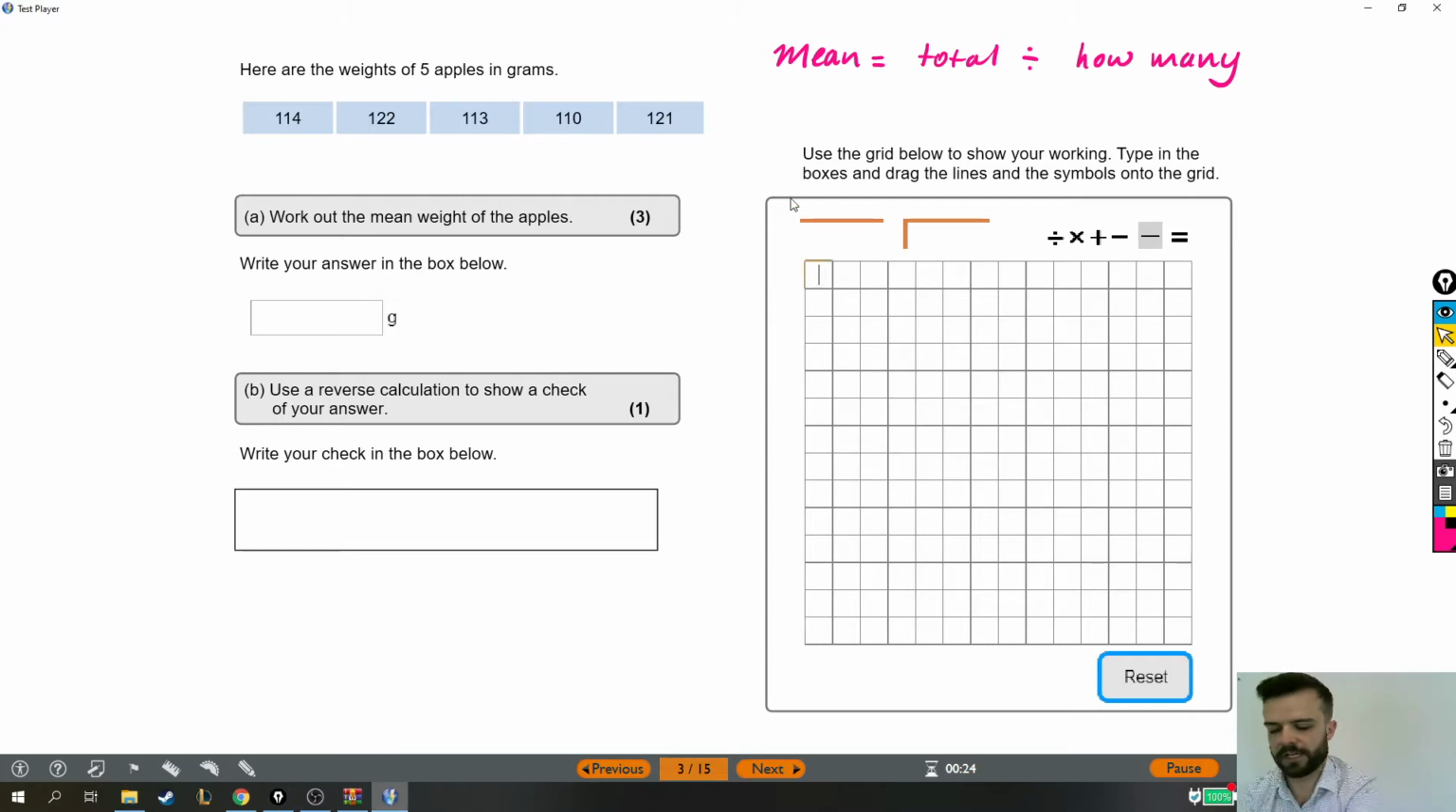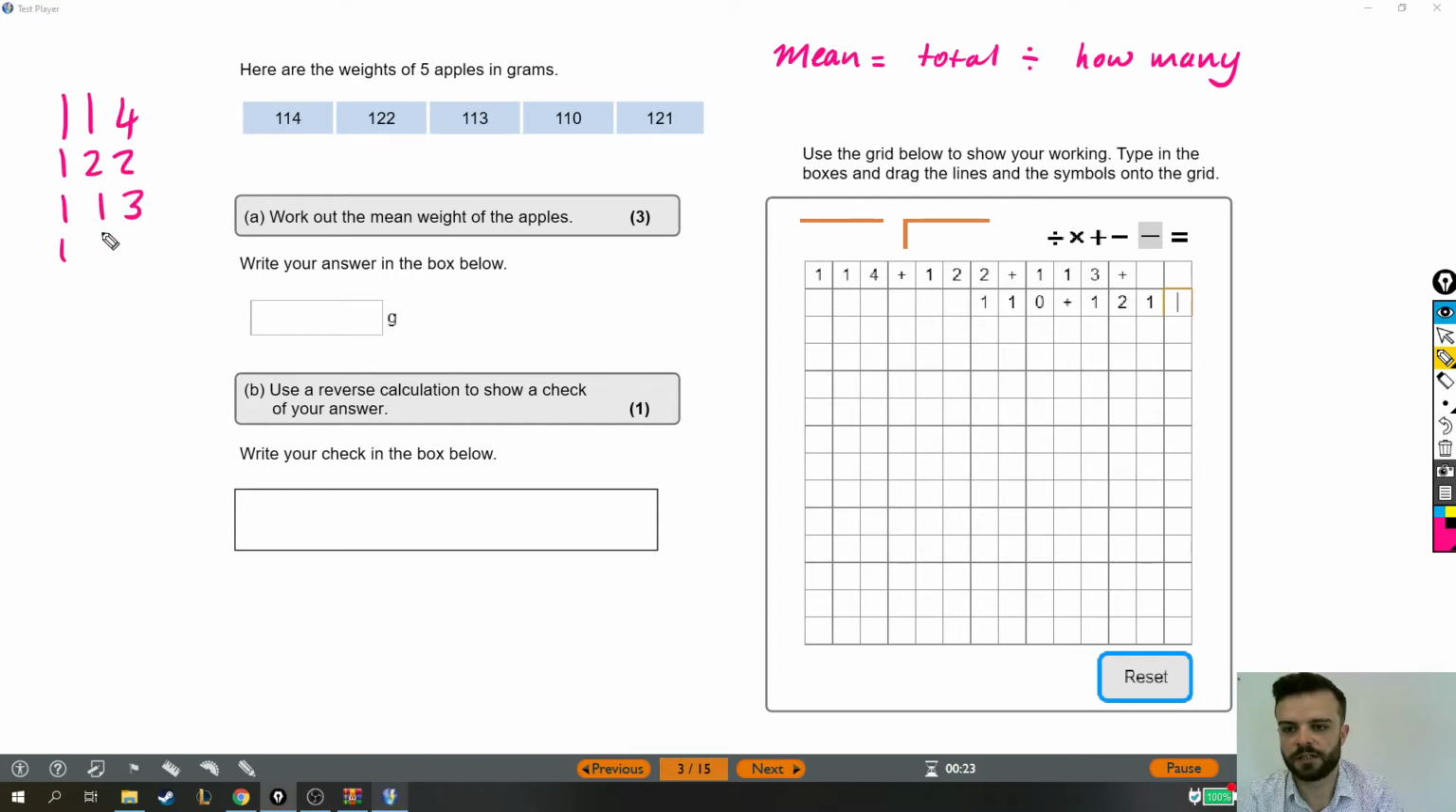So this time I'll put in the working out box first what we're going to do. We're going to do 114 plus 122 plus 113 plus 110 plus 121. And the answer is, let's find out. So 114 plus 122, 113, 110 and 121.